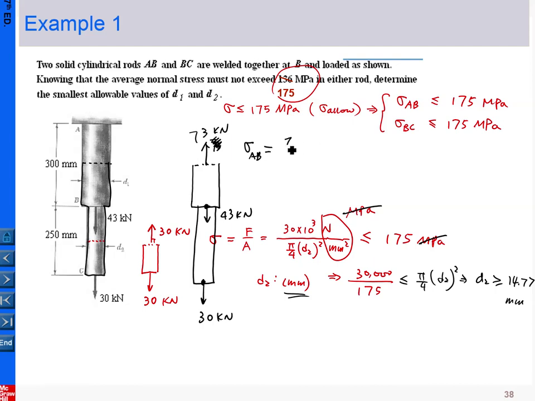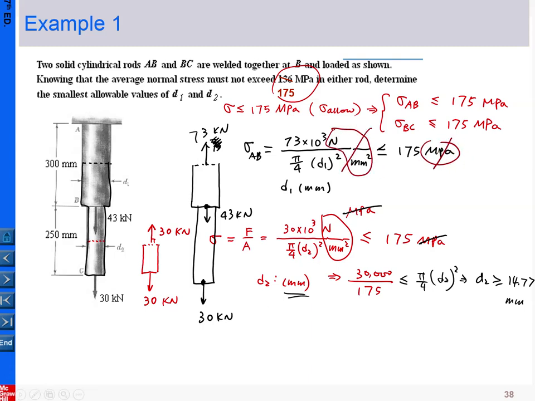So the stress in AB should be equal to 73,000 Newtons divided by the area. In a similar process, pi over 4 D1 squared, in millimeter squared. Again, let me take D1 in the unit millimeter. This must be less than or equal to 175 MPa. And for the same reason, let me use a different color, the MPa can be cancelled out on both sides.